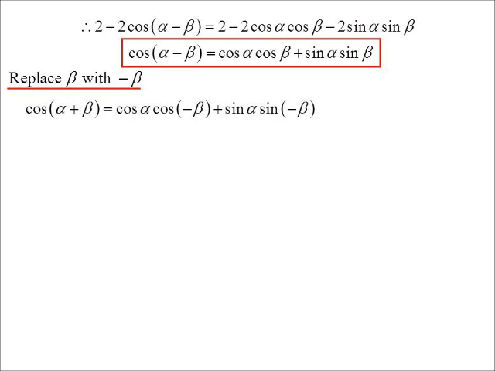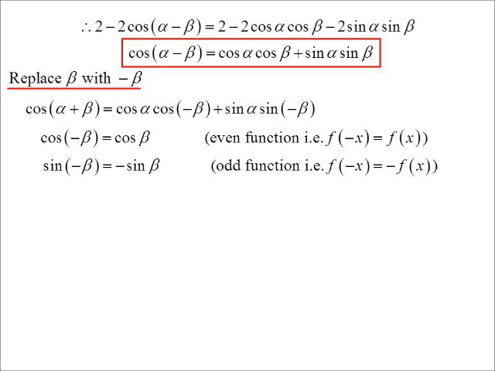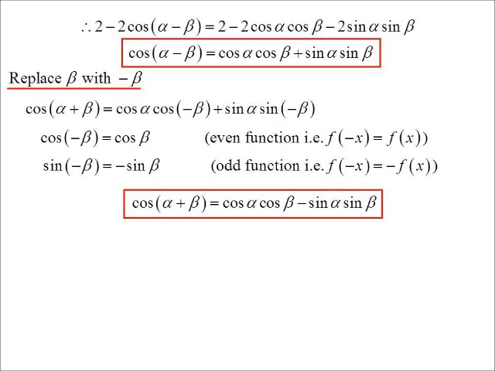But then we play around with odd and even functions. Remember, cos is an even function, so the cos of negative beta is the same as the cos of beta. Sine is an odd function, so the sine of negative beta is the same as the negative of sine beta. So now I can rewrite the formula. Cos of alpha plus beta is cos alpha cos beta minus sine alpha sine beta. They're very similar formulas when you look at it. When I have minus on the left hand side, I've got plus on the right hand side.